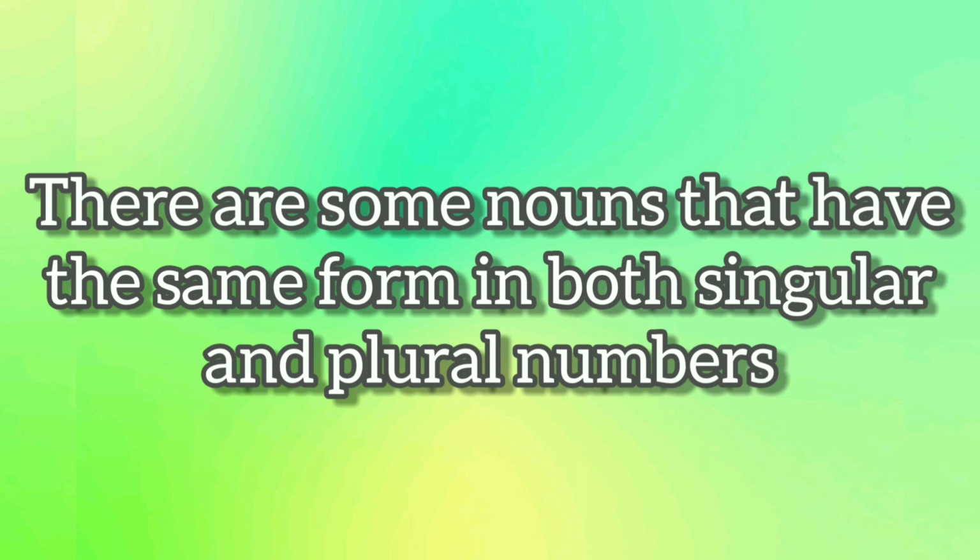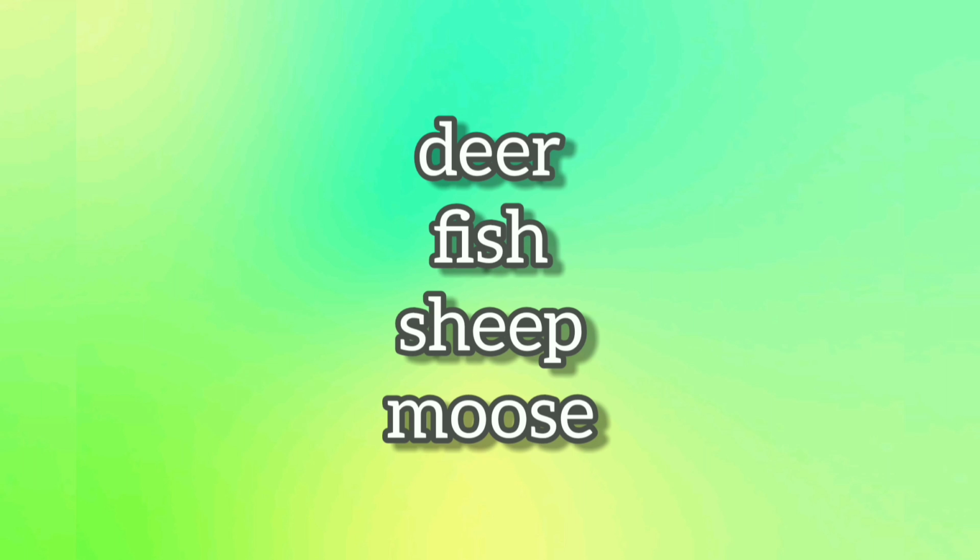Now, there are some nouns that have the same form in both singular and plural numbers. You must remember these words. They are deer, fish, sheep and moose. One deer, two deer, many deer. No change. Got it? Okay.